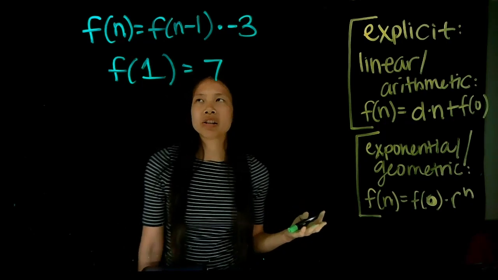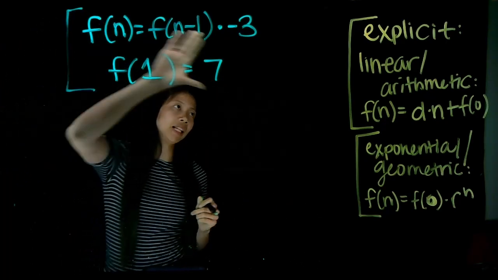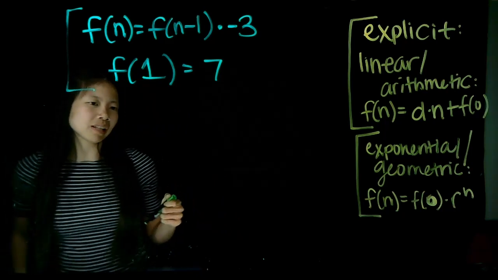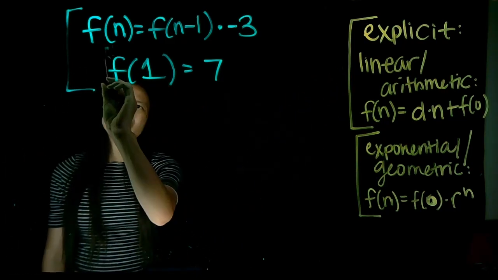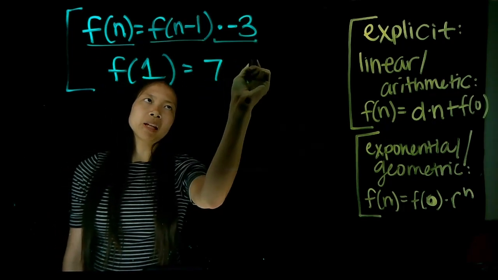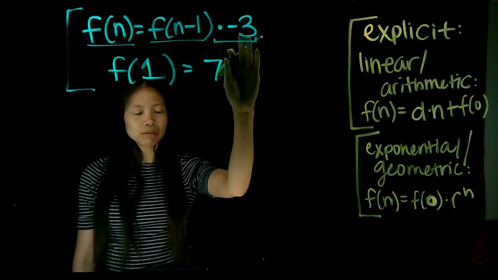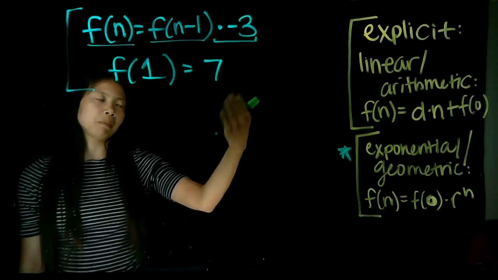You may also see on your assignment where you are given the recursive form and you have to write the explicit form. So first off, let's identify whether this is linear, arithmetic, or exponential and geometric. So looking at this is saying my current term is equal to my previous term times by -3. So because I'm multiplying by -3, I know that this is an exponential or geometric growth because I'm being multiplied by a constant every time.